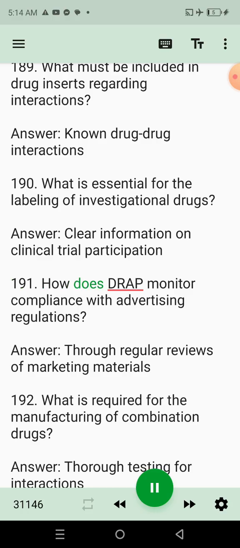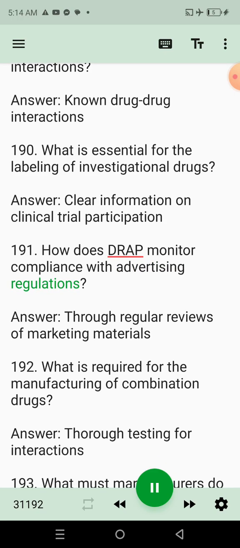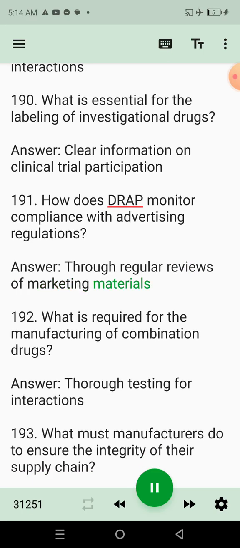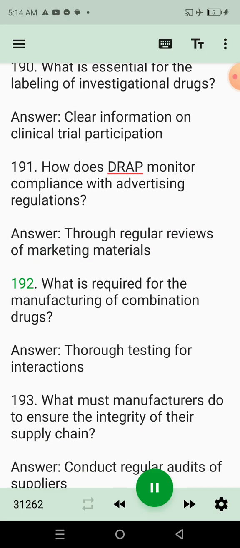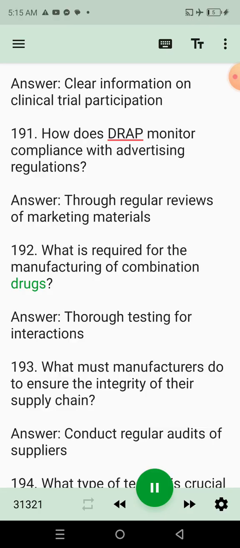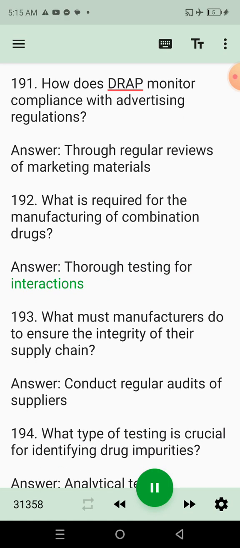191. How does DRAP monitor compliance with advertising regulations? Answer: through regular reviews of marketing materials. 192. What is required for the manufacturing of combination drugs? Answer: thorough testing for interactions.